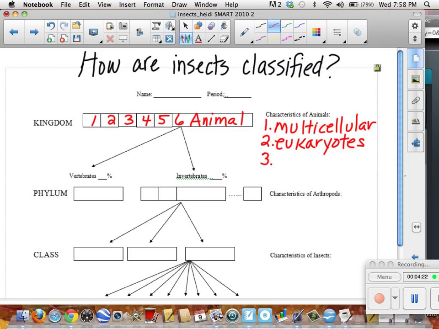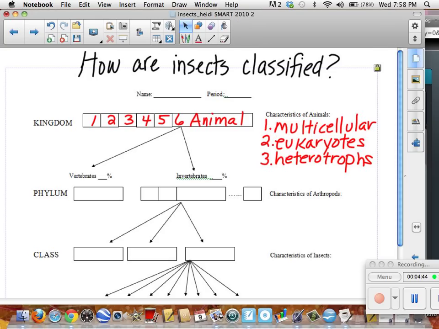And finally, we were reminded that animals all have the same kind of eating patterns, that they are heterotrophs. They can't make their own food in their body, but they eat other things. So those are our 3 main characteristics of animals. Now we're going to take just the animal kingdom and we're going to start to see what kind of phylum we can break it into. And we're noticing here that we can take animals that are vertebrates, animals that are invertebrates, and put those into our different phyla.